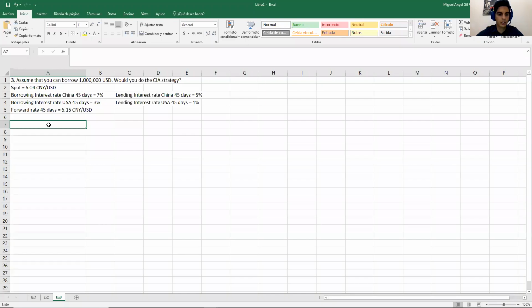Okay, let's continue with exercise number 3 from activity 7. This exercise is a bit different to what we had before because now we have two different interest rates, borrow and lend. So first, let me explain to you what that is.